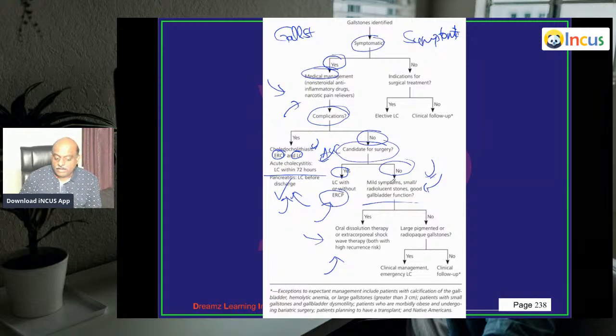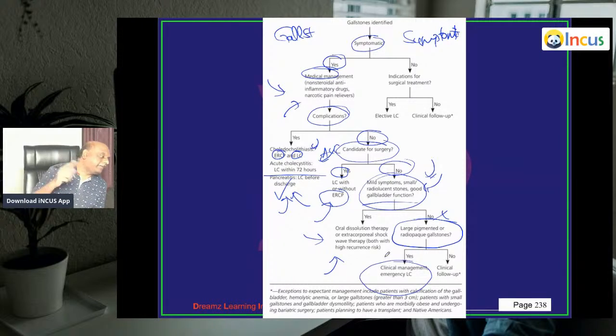So if there are mild symptoms, small radiolucent stone, good gallbladder function, if it is not there, if it is a large pigmented or a radio-opaque gallstone, then you need to do laparoscopic cholecystectomy.